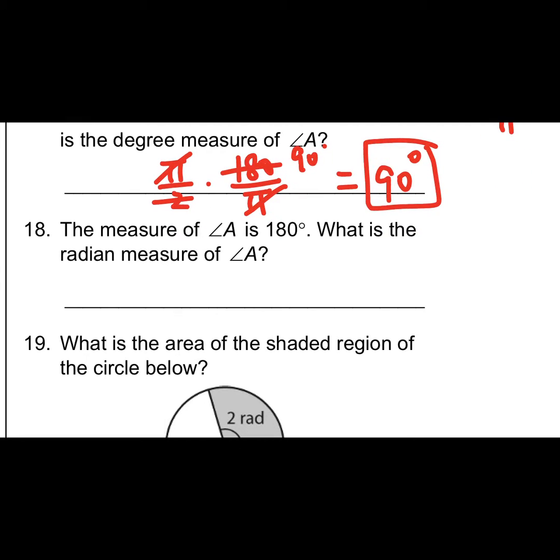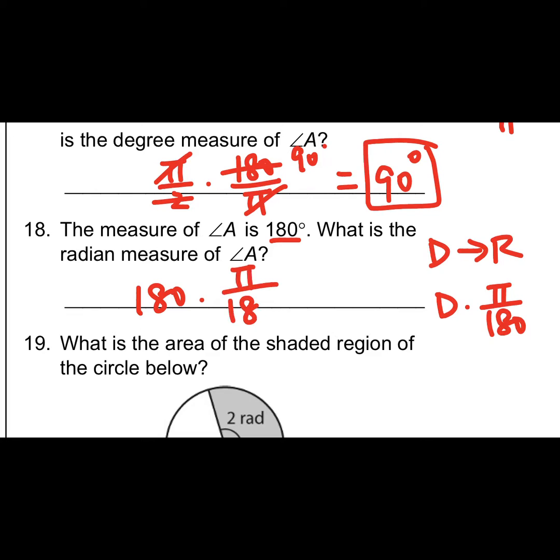Number 18. The measure of the angle is 180 degrees, and what is the radian measure? So we're going back from degrees to radians now, and we should know that we're going to be multiplying by pi over 180. That's the formula. So we're going to take 180 times pi over 180. The 180 cancels out, and so we have exactly pi radians as the answer for 180.